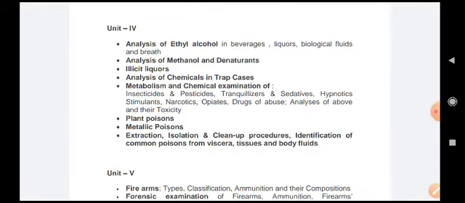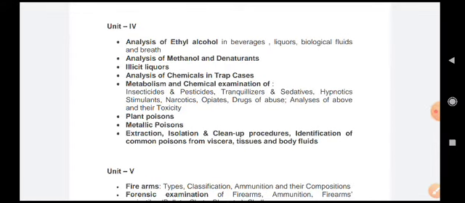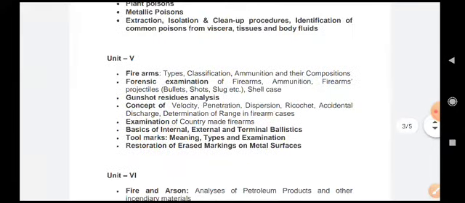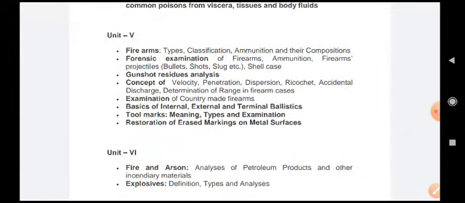Plant poisons, metallic poisons are also included, and you can also include the NDPS, that is narcotic drugs and psychotropic substances, the various types of the drugs, and also how they are tested, both the preliminary and confirmatory methods. And lastly, extraction, isolation, and cleanup procedures, identification of common poisons from viscera, tissues, and body fluids. These are also included. Unit 5 is basically forensic ballistics, but a small part of tool marks is also there.